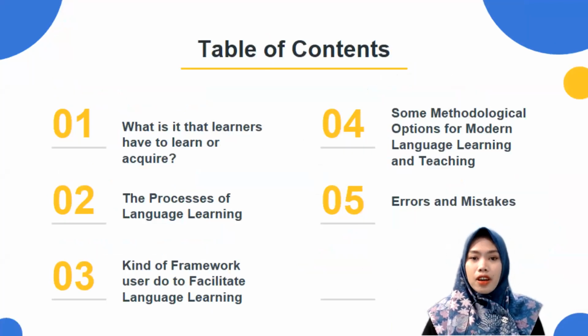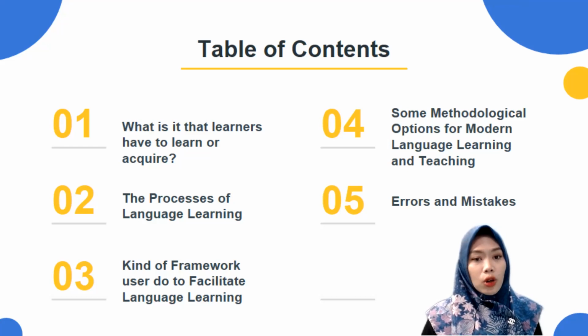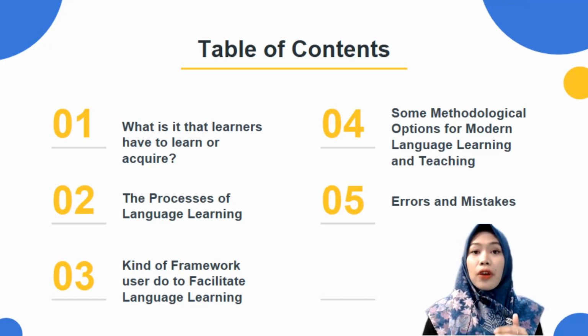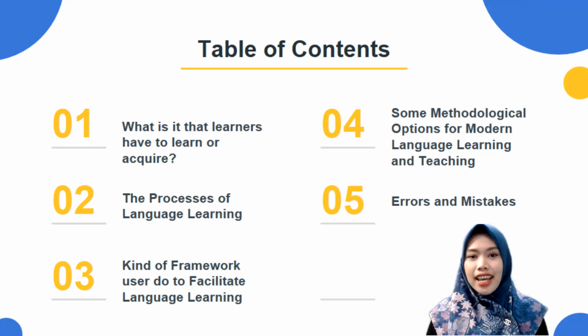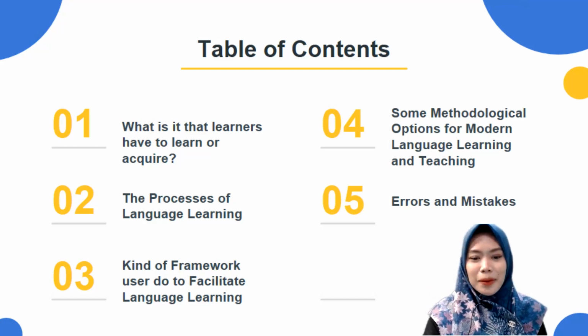In this chapter, there are 5 subchapters. The first one is what learners have to learn or acquire. The second is the processes of language learning. The third is the kind of framework users need to facilitate language learning. The fourth is some methodological options for modern language learning and teaching. And the fifth, the last, is errors and mistakes.